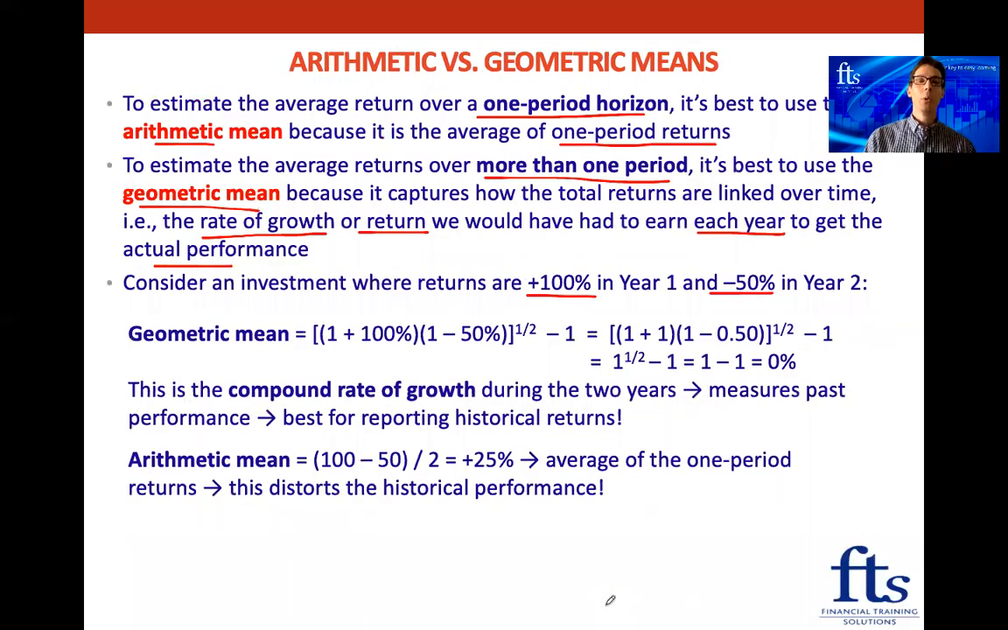So to work out the geometric mean, what do we do? We take 1 plus each year's returns, and now it's only for 2 years. Once we've multiplied them together, we put that to the power of 1 over 2 and subtract 1. So 100%, to get rid of the percent sign, we divide by 100, so it's going to be 1. And then that 50% is going to be 0.5. So here we've got 1 plus 1 is 2.